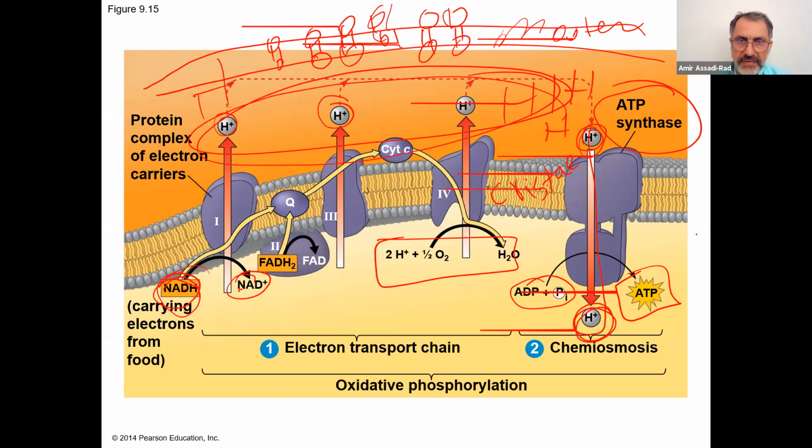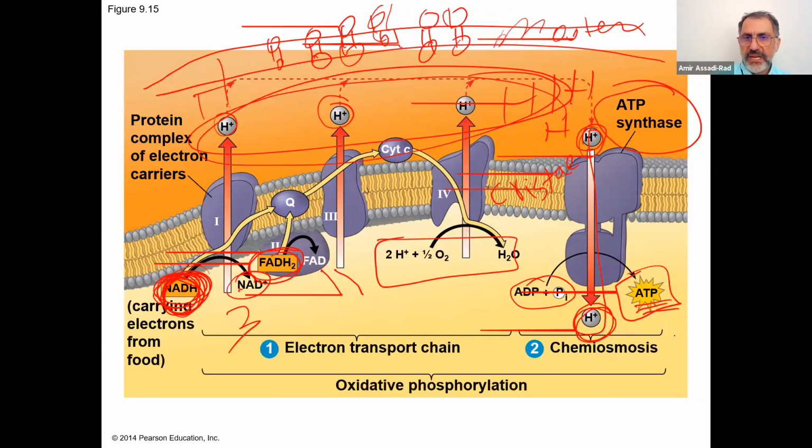Scientists have worked very hard to figure out how much ATP is made for one NADH. Three, roughly 2 point something. For one FADH2, how many ATP are made? One. So that's something you should know: one NADH makes 3 ATP, roughly 2 point something; one FADH2 makes one ATP; and one GTP is equal to one ATP, which you already talked about.